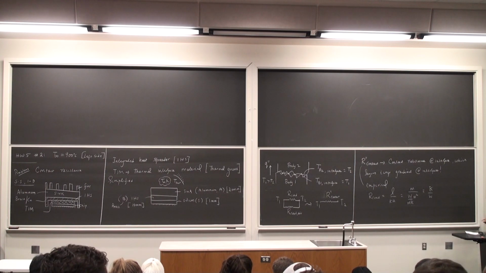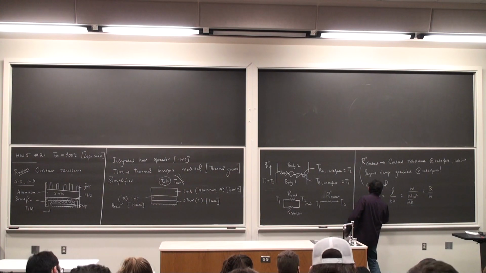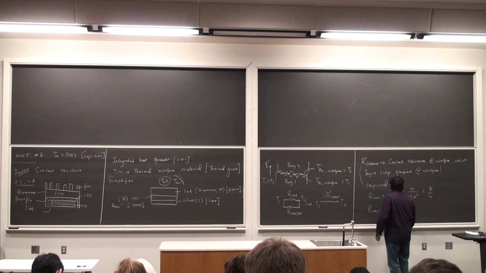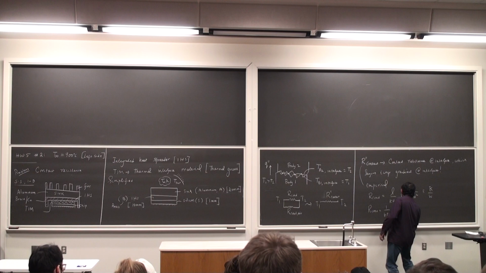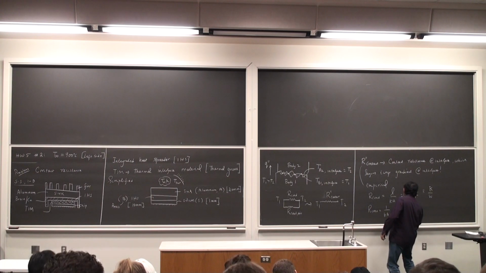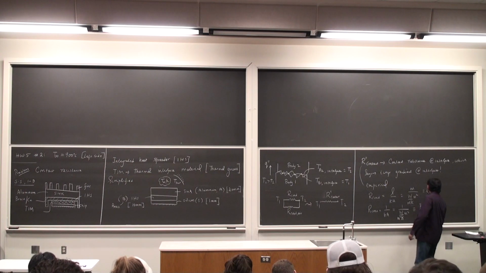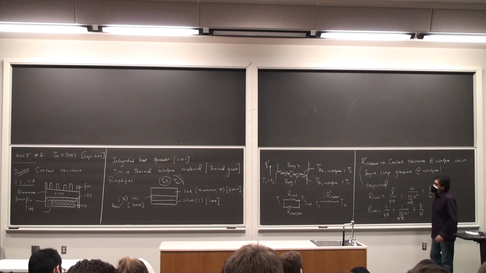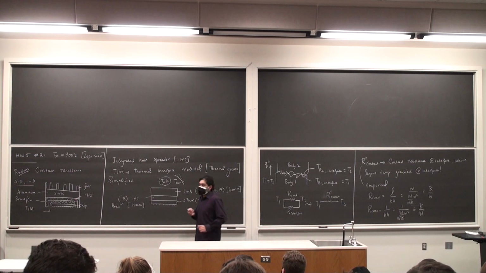To conduction, if you want to do convection, same thing. Our R convection is 1 by H times A, which is 1 by watts per meter square Kelvin, times meter square, which is, as you would have guessed, Kelvin per watt. Okay, so this is the unit for thermal resistance. The contact resistance does not have the same units.